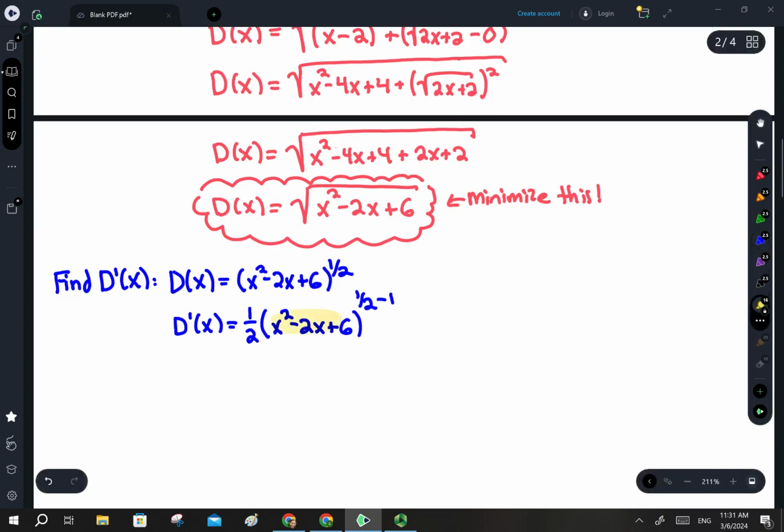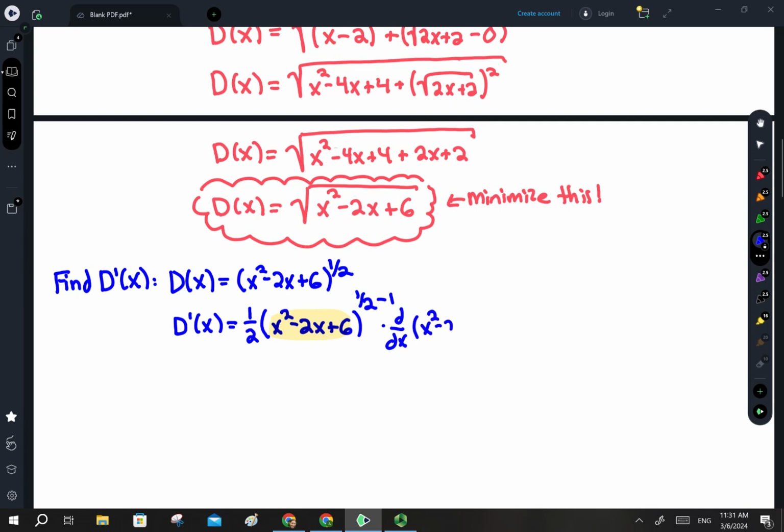But then the inside itself was a function of x. So now I need to do the chain rule. So I have to multiply by the derivative of the inside. So I'm multiplying by the derivative of x squared minus 2x plus 6. And the derivative of x squared minus 2x plus 6 is 2x minus 2.